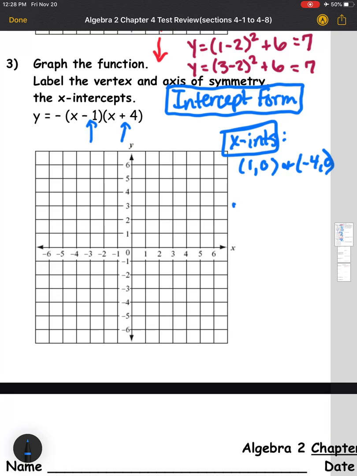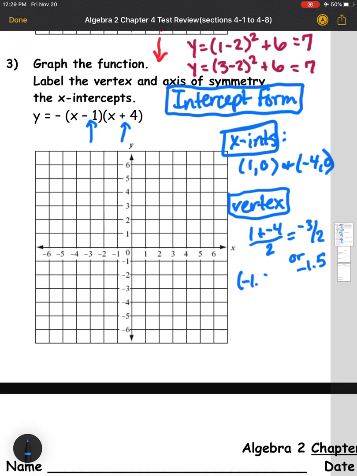Now we need a vertex. And for this one, intercept form, all we need to do is add together our x-intercepts, so 1 plus -4, and cut it in half. We're trying to find the middle x value with these. So 1 plus -4 divided by 2 is just -3 halves, or you could think of it as -1.5. So my vertex starts out with -1.5. I'm just going to keep it as a decimal.